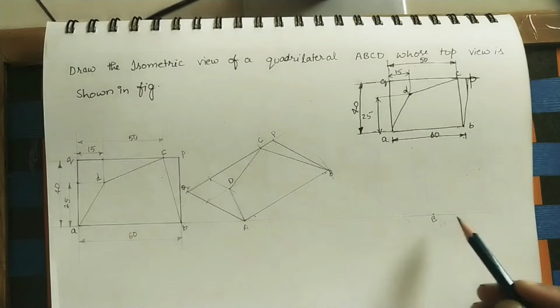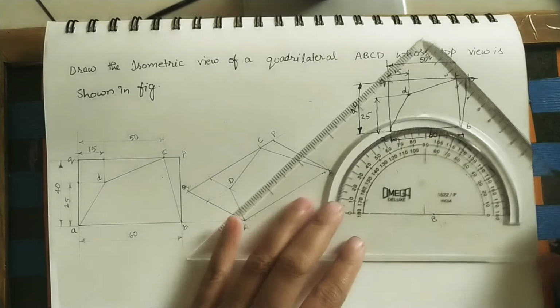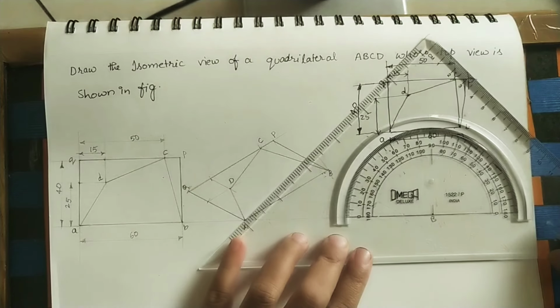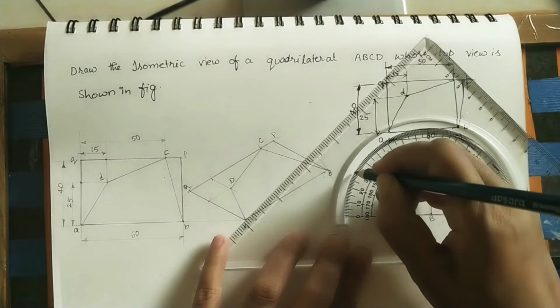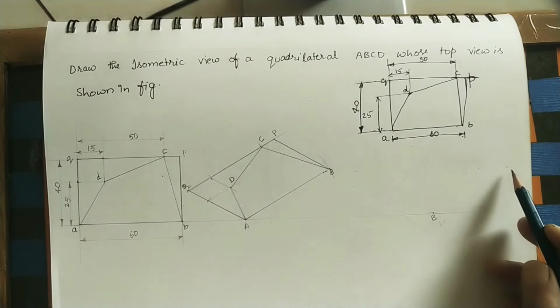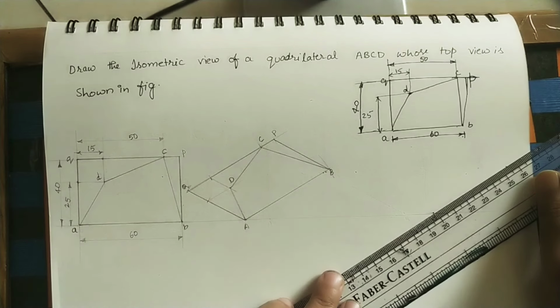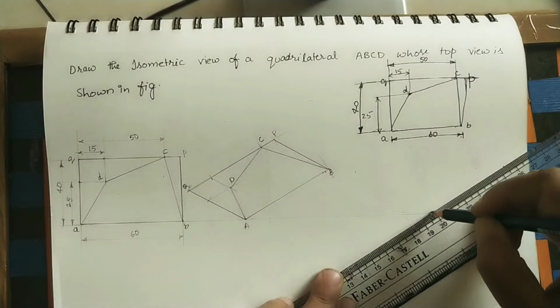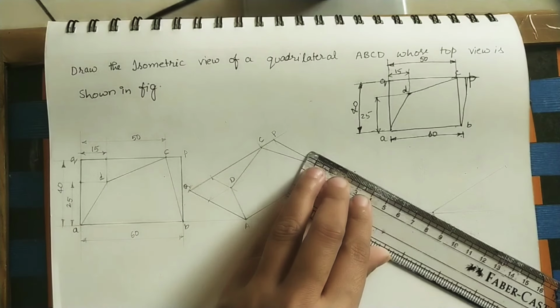Take that B point and do a 30 degrees line on this side and one 30 degrees line on this side. So mark 30 at both sides. This side 30 degrees, this side 30 degrees. Join this point to this 30 degrees point. Do one line of some length. Here also a 30 degrees line. Do this line of some length.